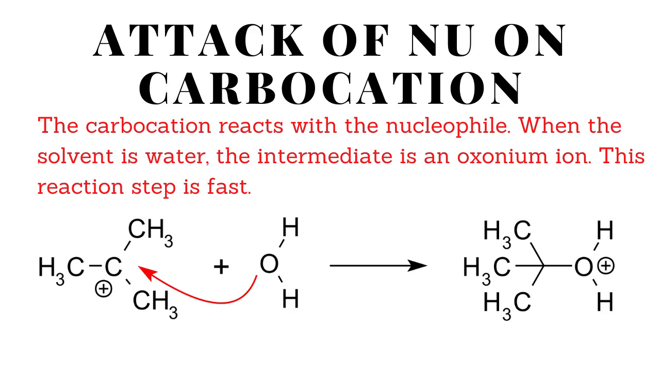Number 2, attack of nucleophile on carbocation. The carbocation reacts with another nucleophile. When the solvent is water, the intermediate is an oxonium ion. This reaction step is fast. The reaction is as follows. Tertiary butyl cation plus water molecule react together producing oxonium ion.